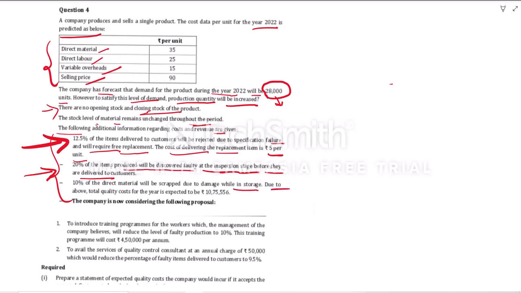Due to the above, total quality cost for the year is expected to be 10,75,556. They have given the total quality cost. And what they have given, 10% will be direct material scrappage.